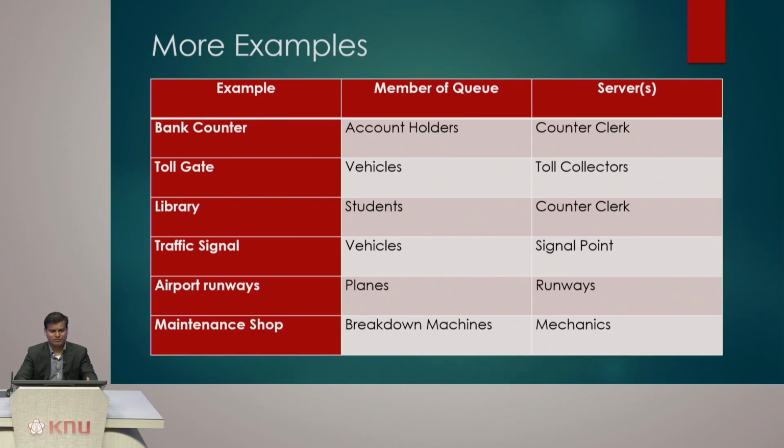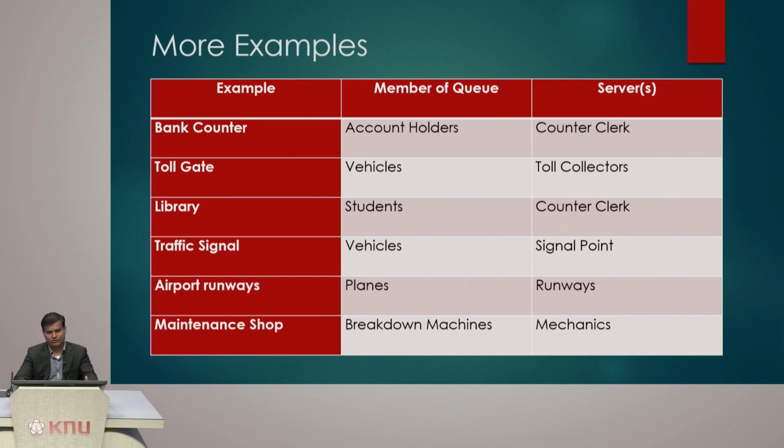So here are more examples of where we could find the queuing system. For example, the bank counter, toll gate, where we see the vehicles coming in as the members of the queue, and the toll collector is the server. In some cases, you have this electronic system which automatically connects to your device in your car, and a library where students are the members of the queue and the counter clerk is the server.